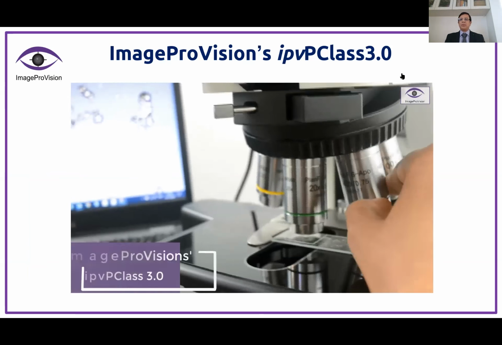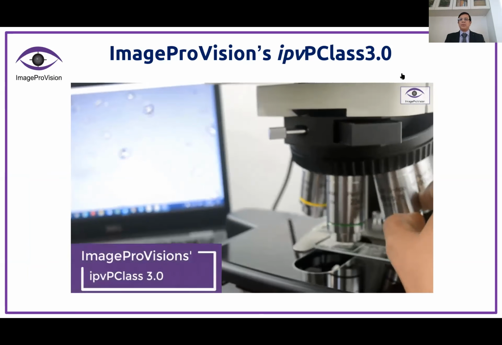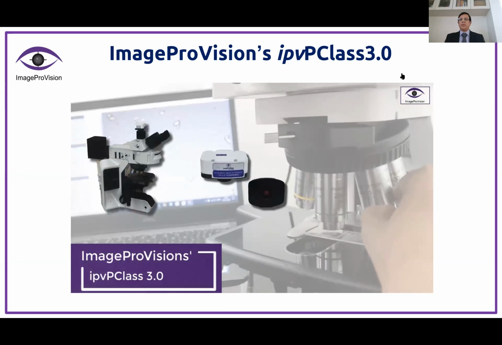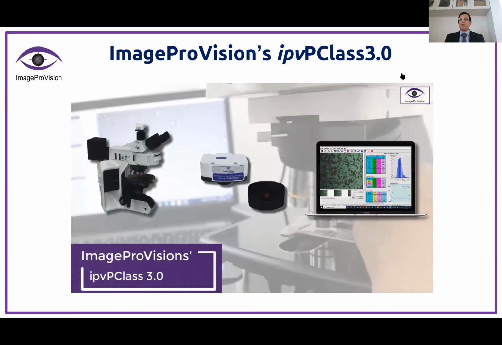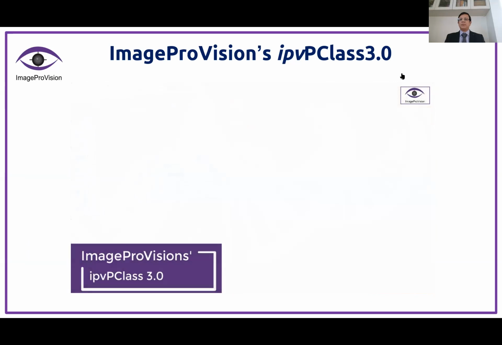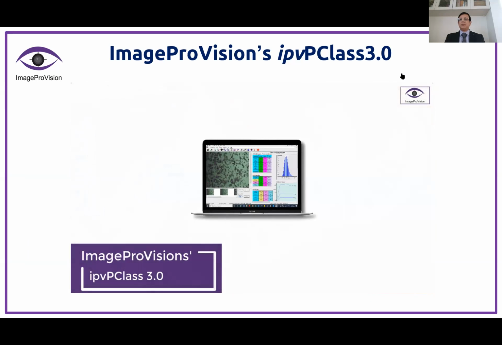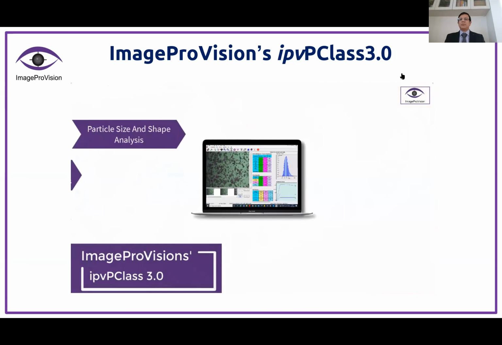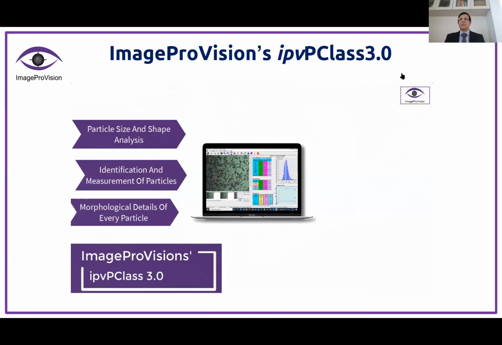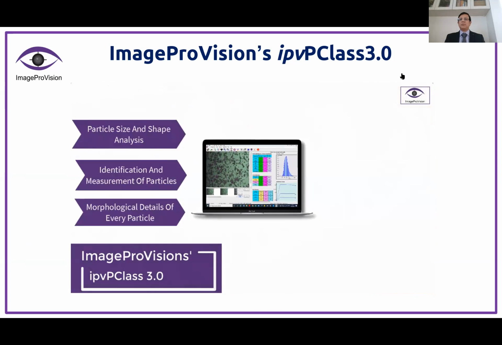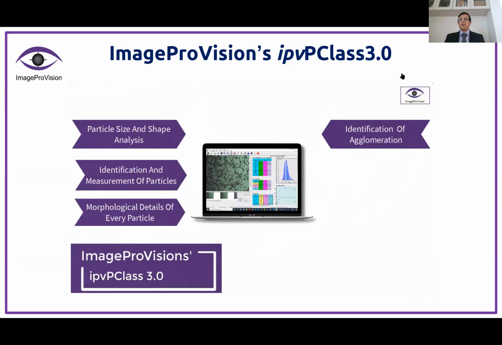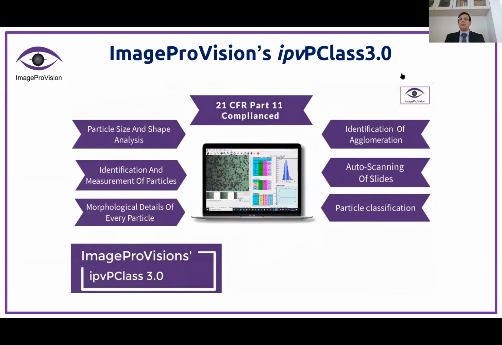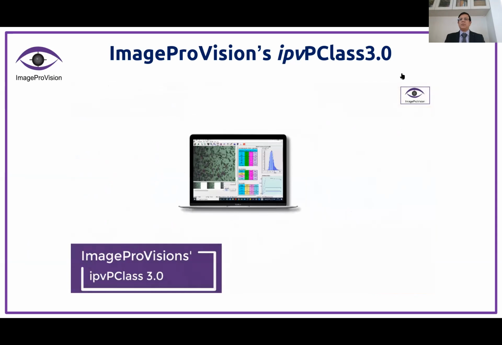IPVP class is a microscopic image analysis system that includes a microscope of any make or model, a unique HD camera, and dedicated software for identification of particles. It is easy-to-use software providing key features, such as particle size and shape analysis, identification and measurements of particles, morphological details of every particle, identification of agglomeration, auto-scanning of slides, particle classification, and 21 CFR Part 11 compliance.